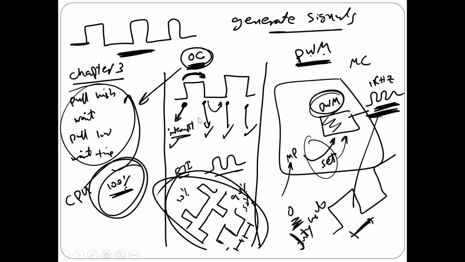In test 2, you had interrupts. Is that right? It was better than this one for sure. Anyway, this is another idea. The third idea is pulse width modulation.